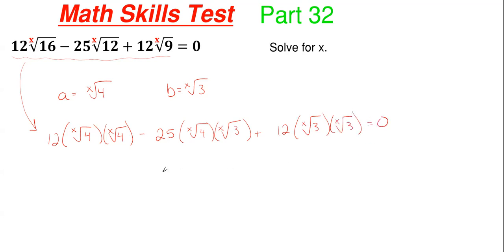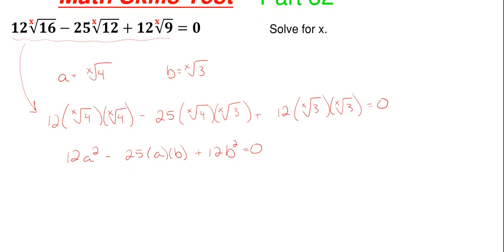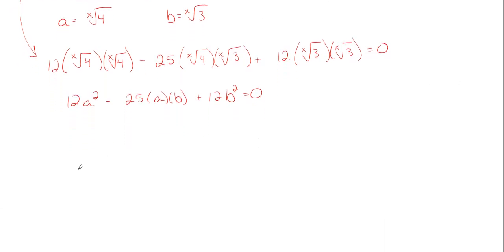Anytime you see an x root of 4, that's just a. Anytime you see an x root of 3, that is b. So let's just substitute in here, and then we would end up with 12a squared minus 25 times a times b, and then plus 12b squared is equal to 0. So this kind of takes the form of a quadratic equation after you do this substitution.